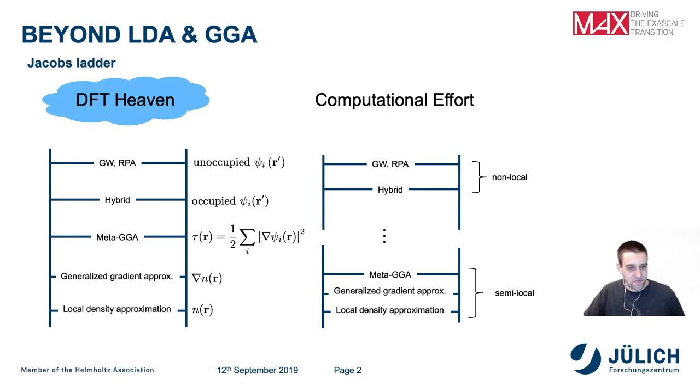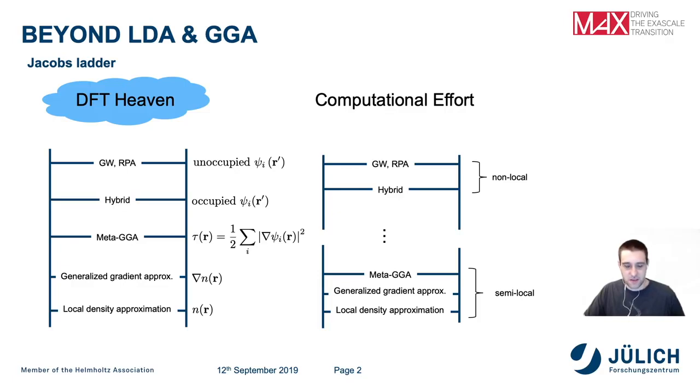And at the very bottom, you have the very simple approximations like the LDA. And then if you go higher, you increase the accuracy of your calculation until you're at the very top, until you're in DFT heaven, where you have an exact experimental agreement. But as you go higher and higher, the computational demand also increases.